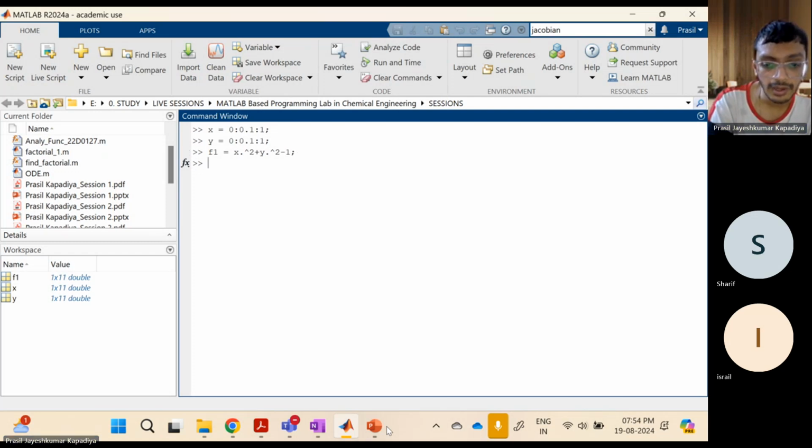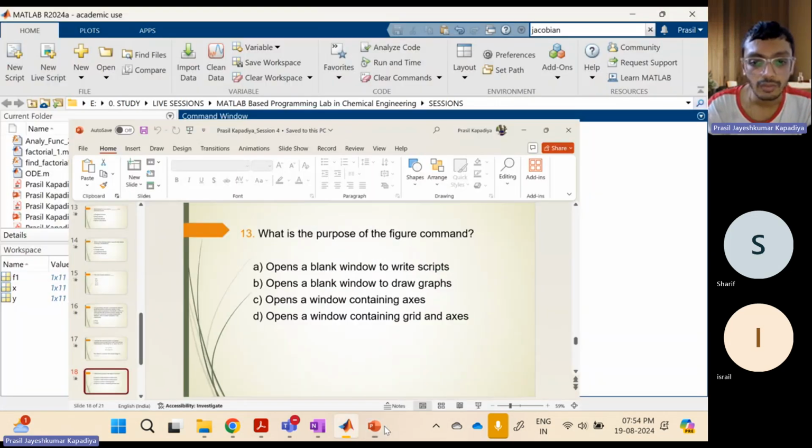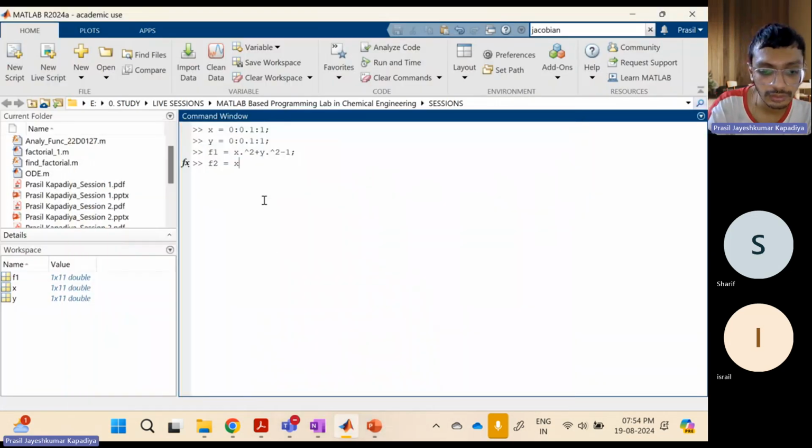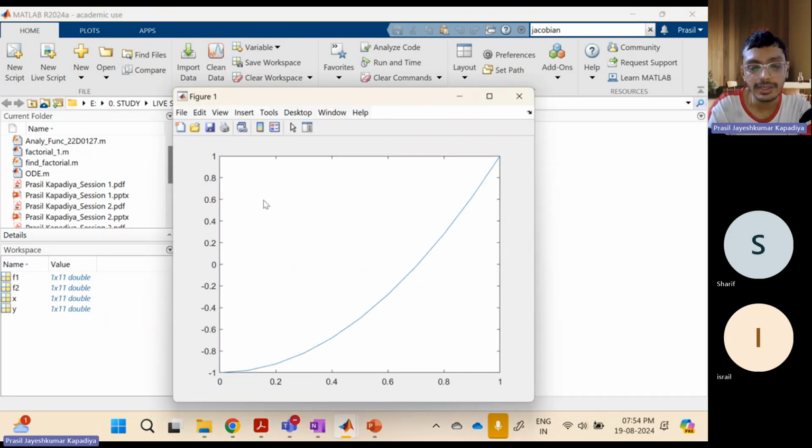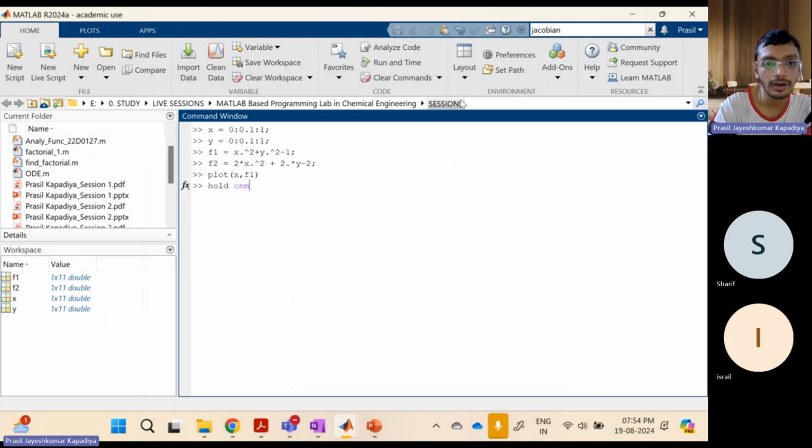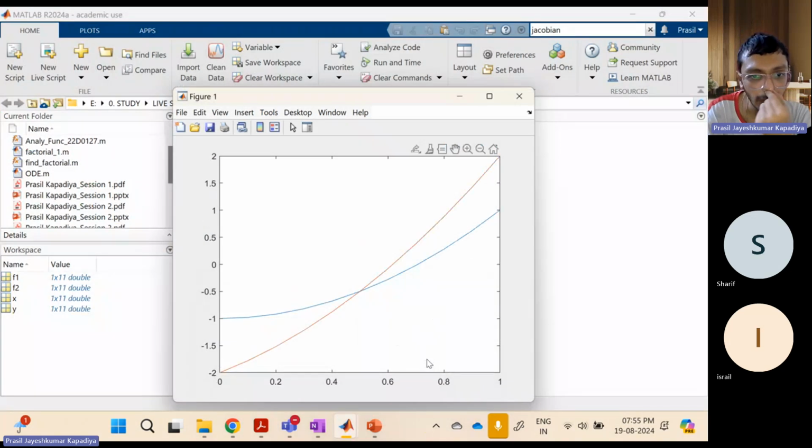Minus 1. My f2 is equal to, what was the f2? 2x square, 2 into x square plus 2 into y minus 2. Okay. Let's say I want to plot x comma f1. Okay, it has plotted. Now I'm putting hold on command and I'm plotting x comma f2. Okay, so we can see that both the plots are in 1 point.